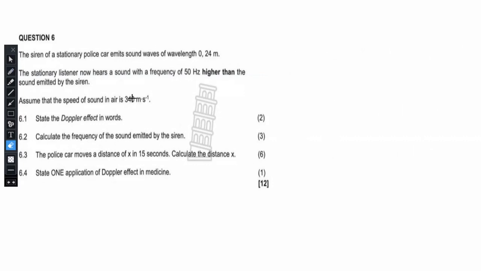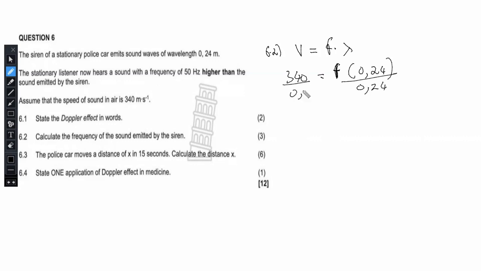Then 6.2 says calculate the frequency of the sound emitted by the siren. And once again, we have a 3-mark question, which we do know is just formula, substitution, and the correct answer. So the formula that we are supposed to use is v equals f times lambda, where our v here is for the speed of sound in air, which is 340. Then the frequency, we are not given the frequency, that's what we are looking for, but we do have the wavelength, it's 0.24. Now, if we divide both sides by 0.24, then our frequency becomes 1416.67 hertz, right? And there we go, 3 marks.